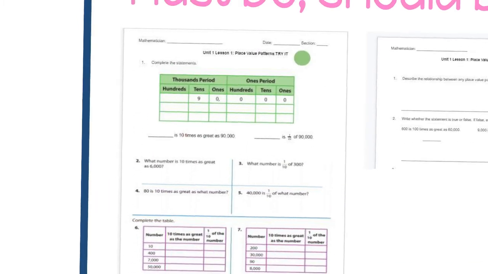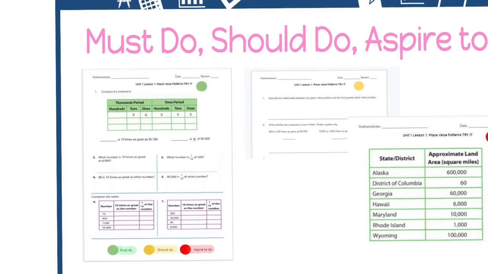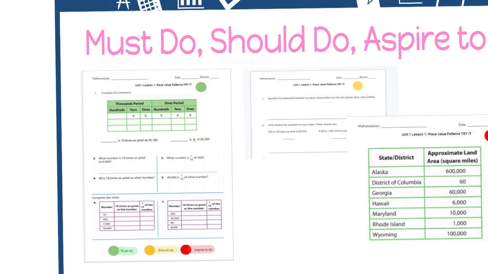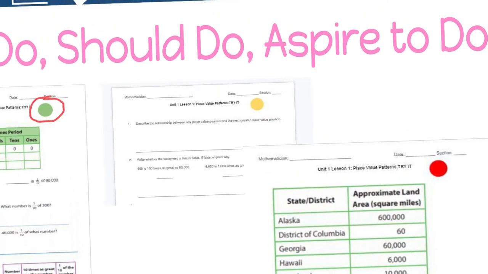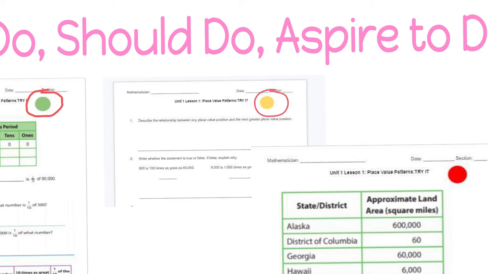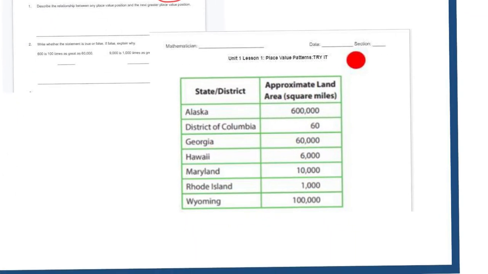So when you open your part of the booklet that is the try it section, you need to look at the dots that are here on the top of the page. This page is marked green, which means these are must do problems. This page here is marked orange, so these are the should do problems, and this last page here is the red dot, which means these are the aspire to do problems. It's good for you to go through these problems because you will learn how to use the concepts in real life situations, and also it will help you do better during the unit test.